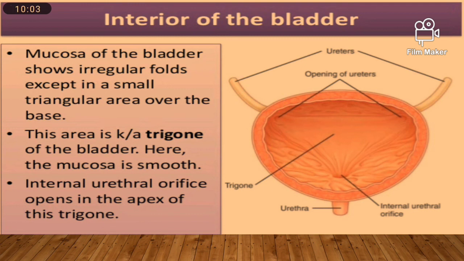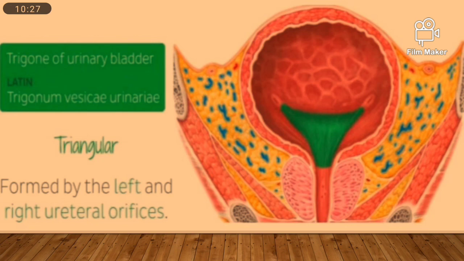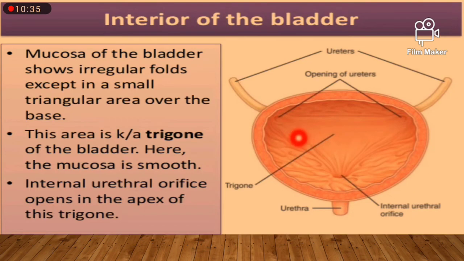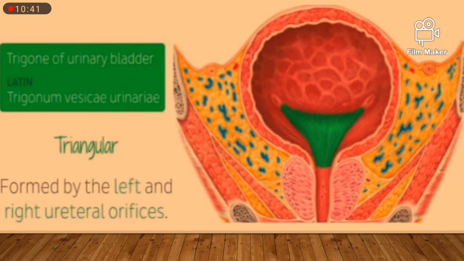The mucosa of the bladder shows irregular folds except a small triangular area over the base. This area is called the trigone of the bladder. Here the mucosa is smooth. The internal urethral orifice opens into the apex of the trigone. Here you can see, like a wash basin, all the slopes coming into this internal urethral orifice. Now coming to this trigone of the urinary bladder, which we have seen, it is drawn here in green color. Here also, as shown, this is the trigone of the bladder.